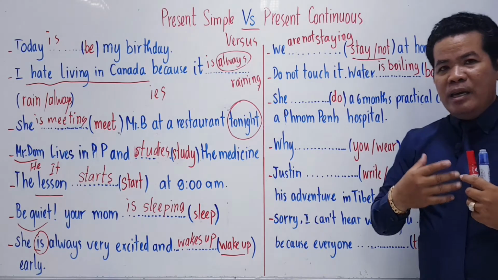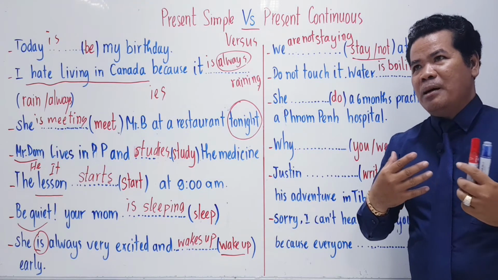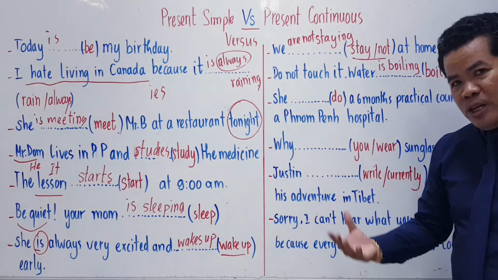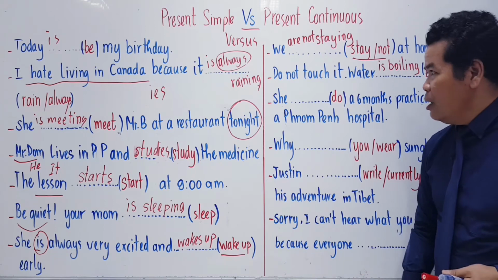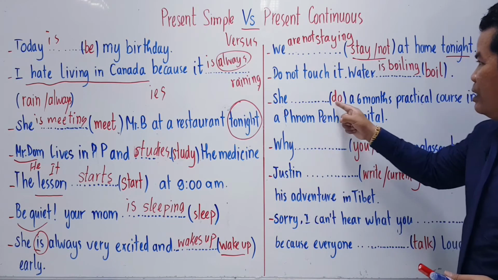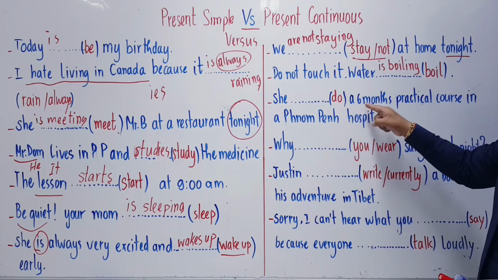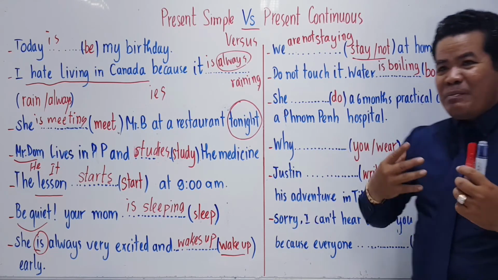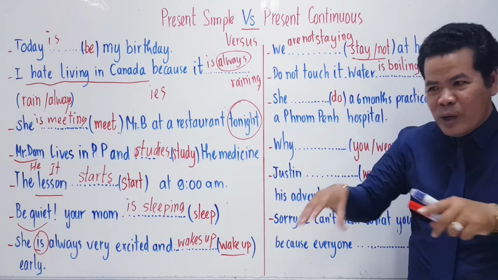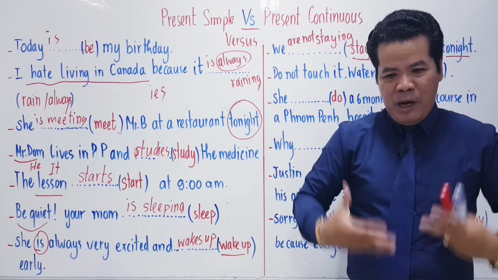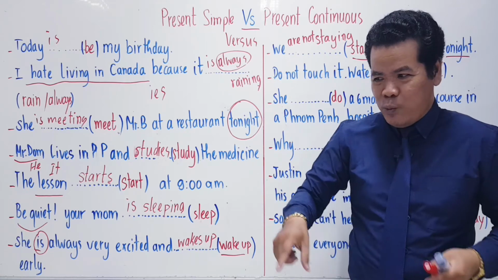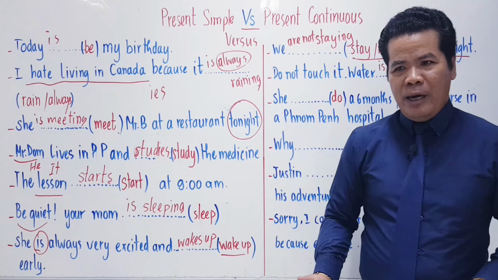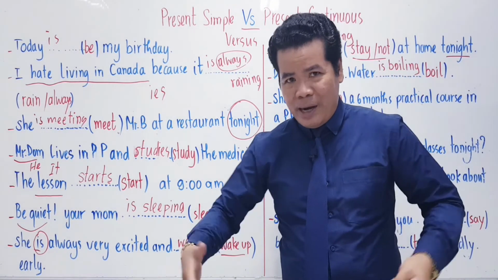He is a nurse, or he is a physician, or he is a doctor, or something like that. So you say she is doing a 6-month practical course in Phnom Penh Hospital. It doesn't mean that now she is doing it in the hospital. At the moment of my speaking, she is working in the hospital? No. Probably she is cooking at home right now.